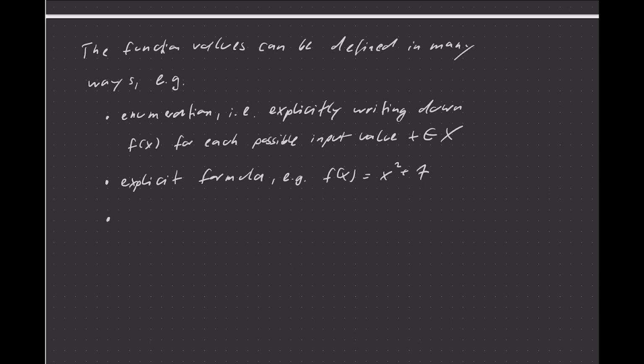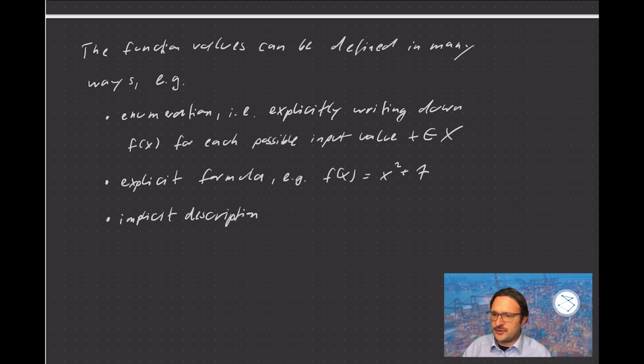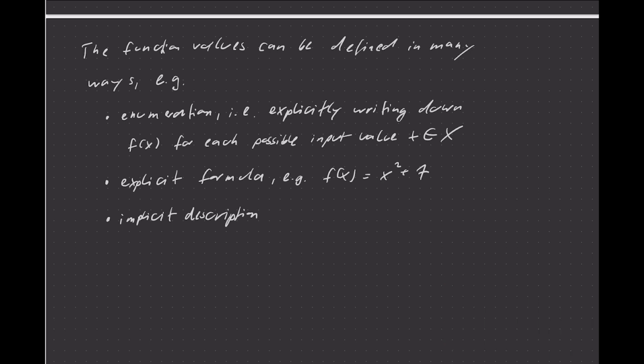And of course, there could also be an implicit description. Meaning the function value is the result of some algorithm or some other process. Even something that you might not be able to solve. You just have to know that there is a unique solution for that description to make that actually a function, but you don't have to give a procedure for how to solve that.